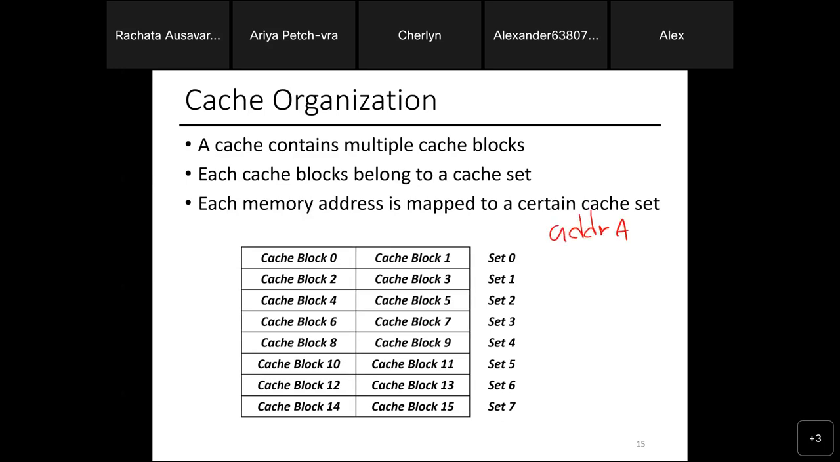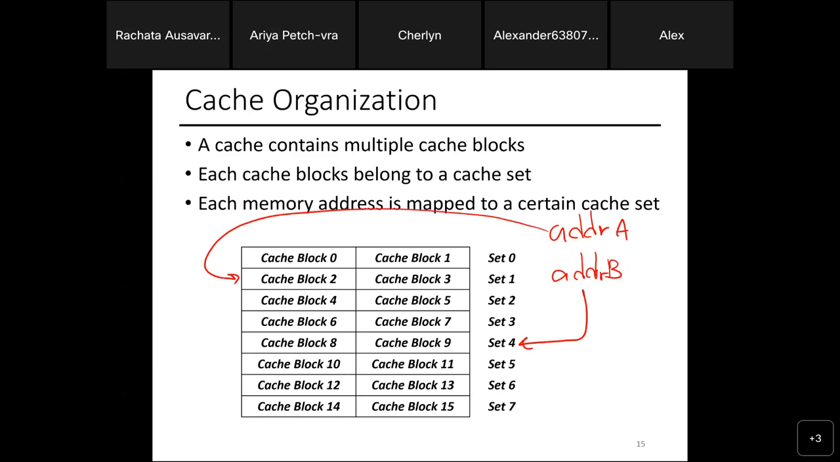And then address A somehow maps to set 1. It means that every time I try to access address A, I don't have to check anywhere else except set 1, because if it's there, it has to be in set 1. The same goes for another address, address B. Let's say address B maps to set 4, I don't have to search any other set. I just go to set 4 and check, hey, cache block 8, is that mine?